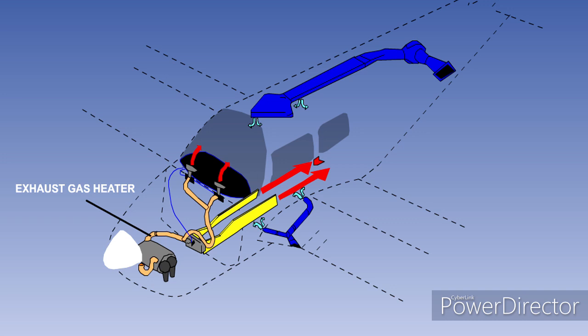A typical system for a light aircraft using an exhaust gas heater is shown here. It also features hot windscreen demisters and a fresh air blower for use on the ground when there is no ram air.